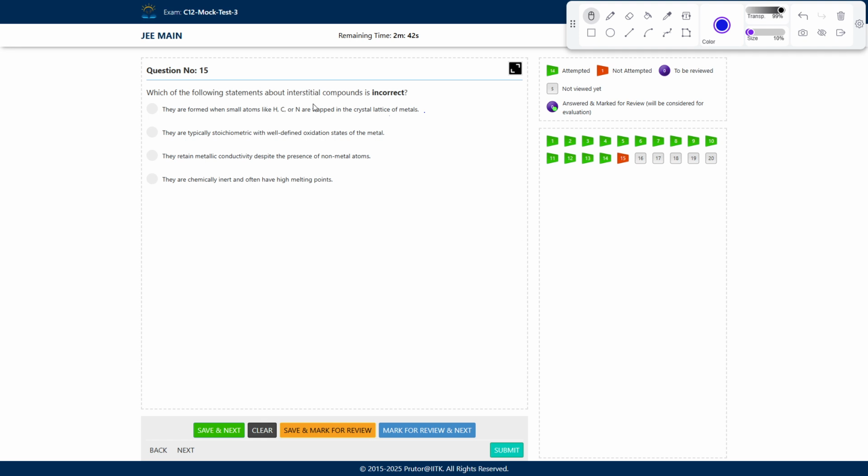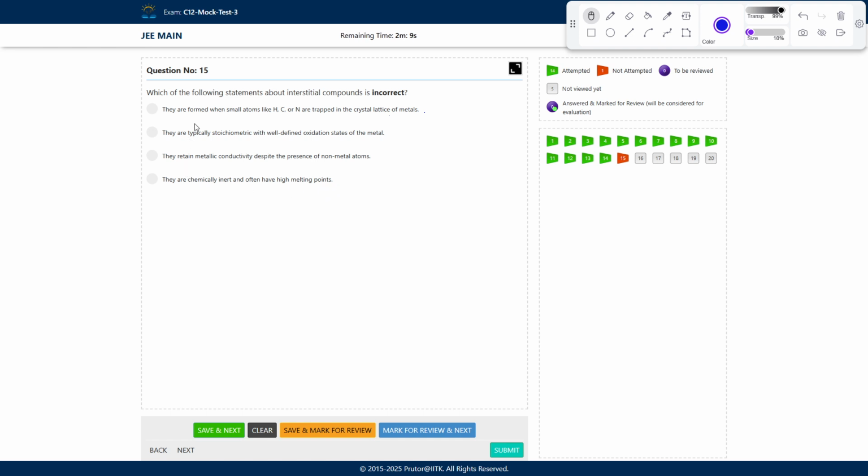Which of the following statements about interstitial compound is incorrect? So we have given 4 statements. You have to identify the incorrect one regarding the interstitial compound. They are formed when small atoms like hydrogen, carbon, or nitrogen are trapped in crystal lattice of metals. They are typically stoichiometric with well-defined oxidation states of metals. They retain metallic conductivity despite the presence of non-metal atoms. Or they are chemically inert and often have high melting points.